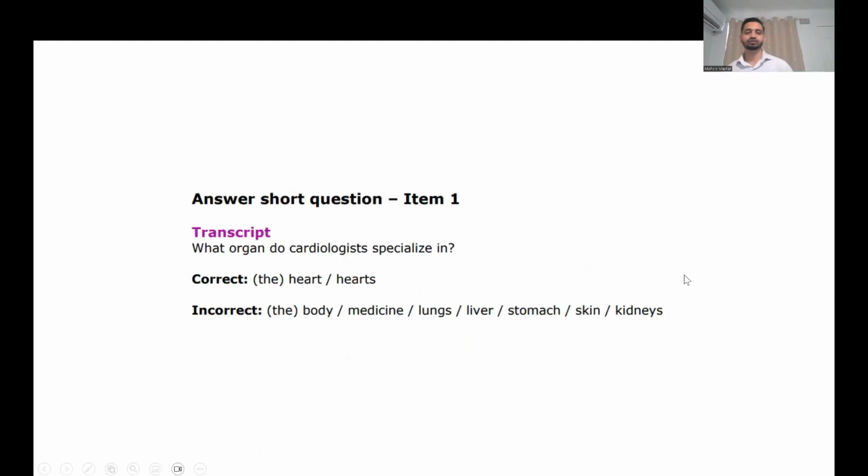Okay, so the question was, what organ do cardiologists specialize in? You've got heart or hearts. That's the correct answer. Incorrect ones will be body. And obviously, cardiologists, you should know, they specialize in the heart. If someone has a heart attack, he will go to a cardiologist.